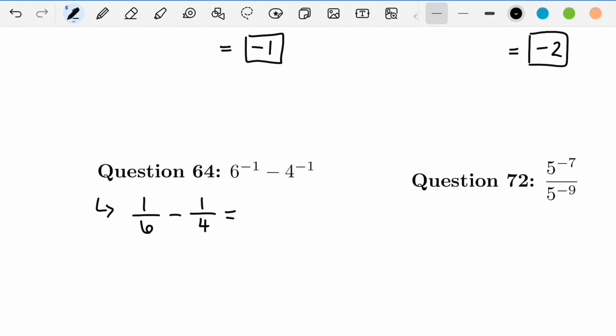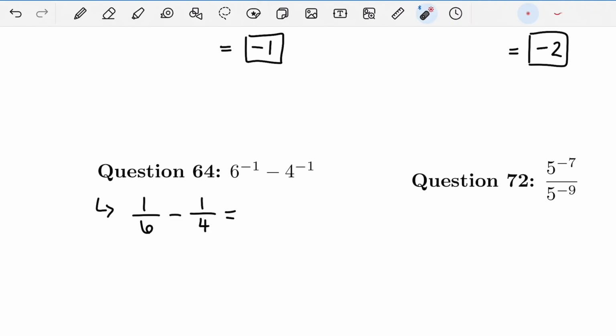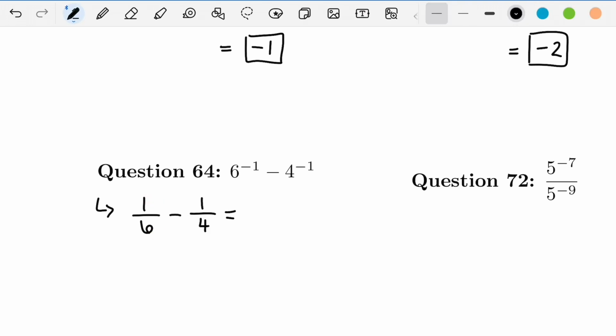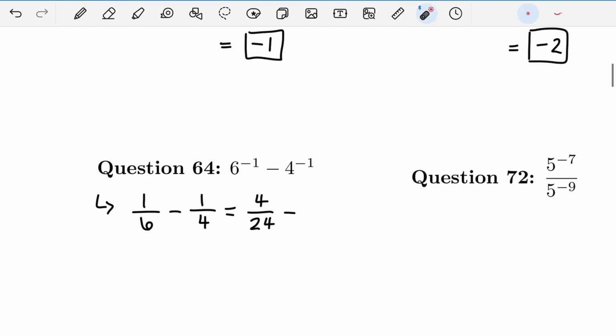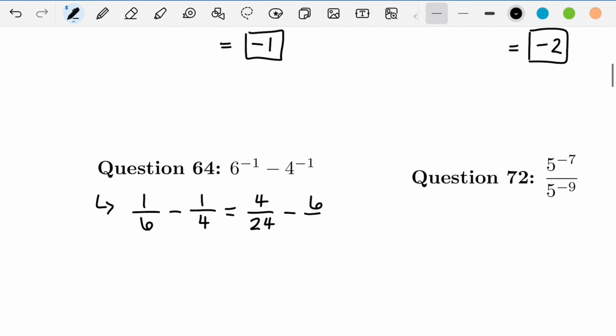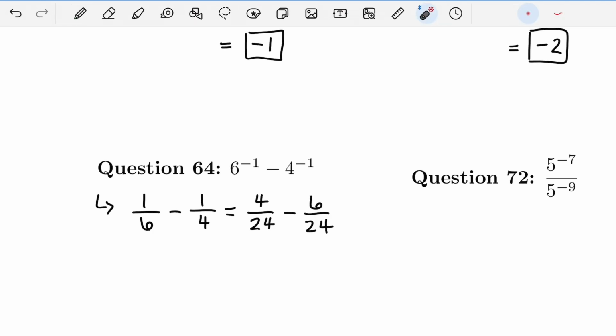What we'll do is get a common denominator. So I'll multiply the top and bottom of this fraction by 4. That'll give me 4 over 24. And then I'll multiply the top and bottom of this fraction by 6. So that'll give me 6 over 24. And we're just doing this so that we can actually subtract these. We can't subtract this in this form. We can only do it with a common denominator.